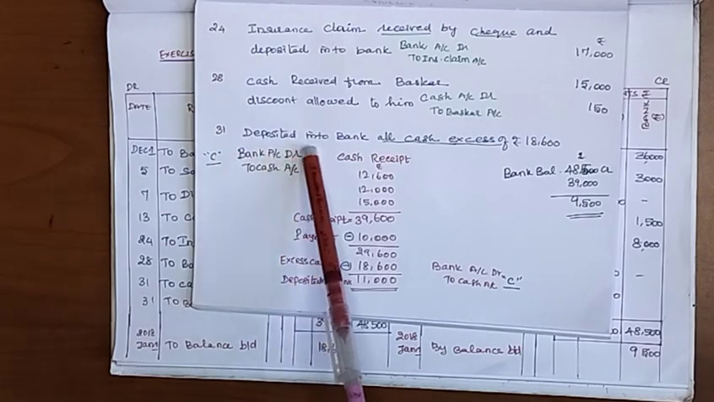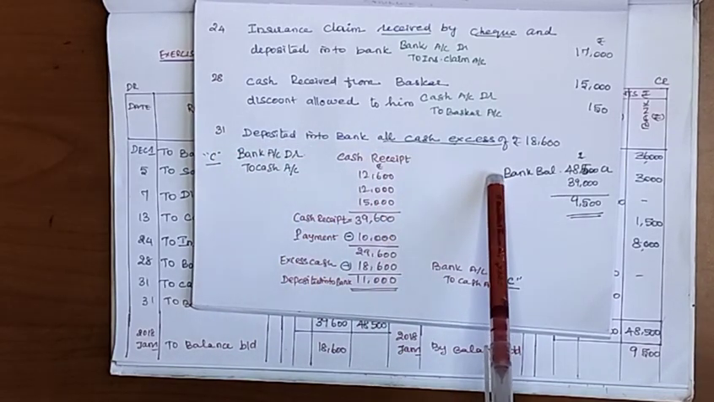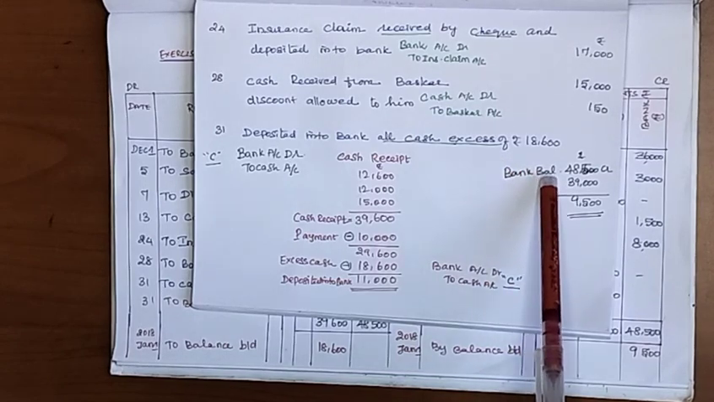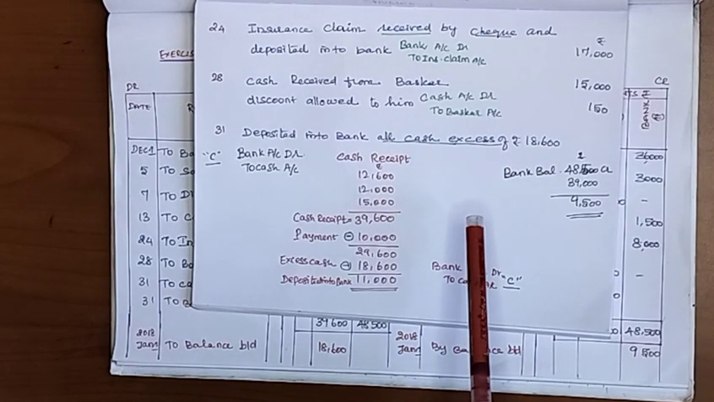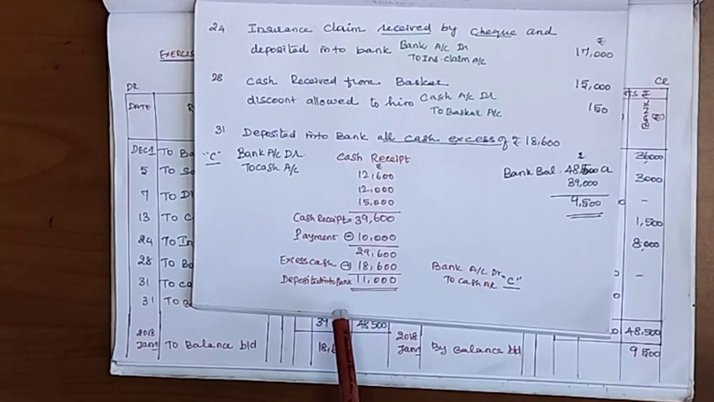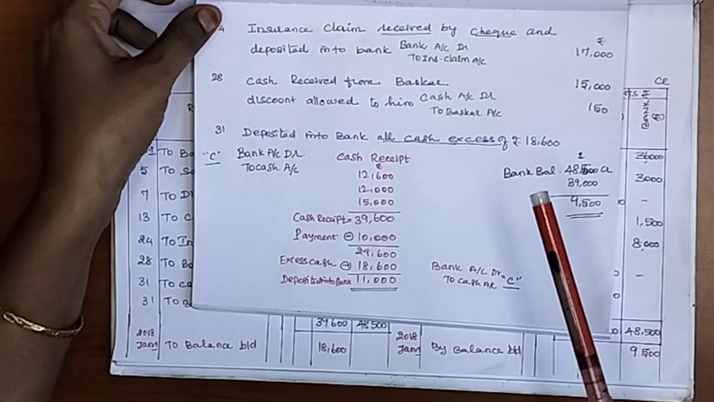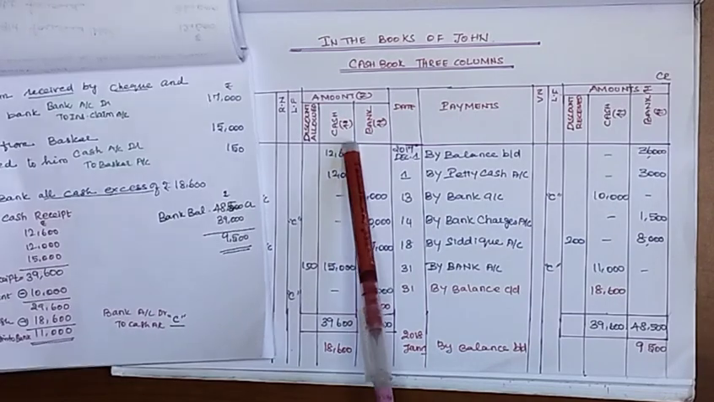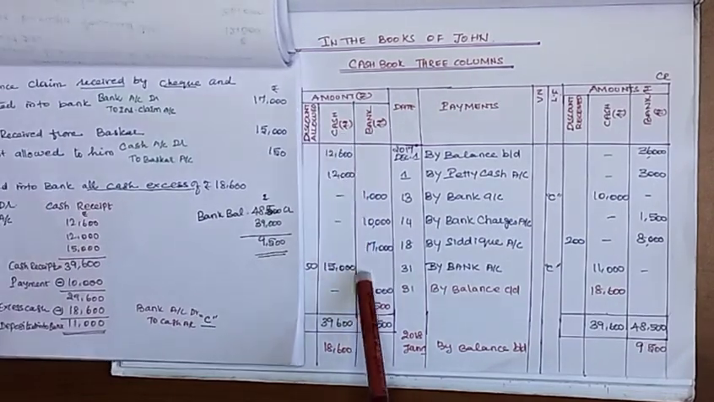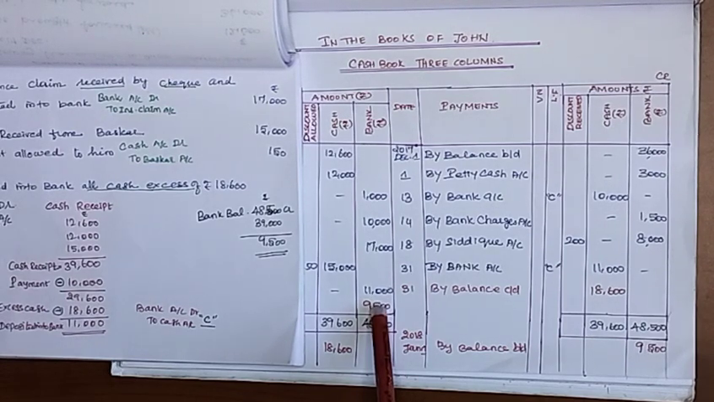December 31, deposited into bank all cash in excess of 18,600. What does this transaction tell us? How can we enter this transaction into the 3-column cash book? For that, we have to find the total cash amount on the debit side, in the cash column, because as per the rule, the debit side cash column has the higher value. Cash will always have a debit balance.